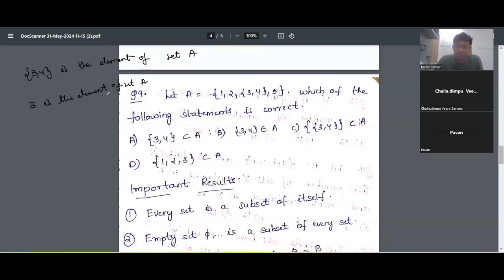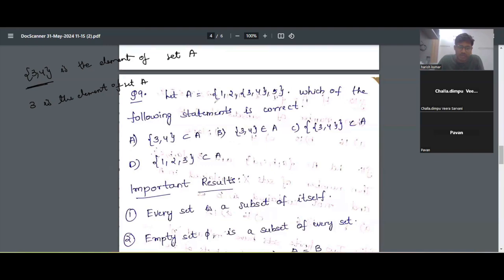Is this statement true or false? Tell me guys, is this statement true or false? False, sir. False, right? 3 is not an element of set A. What are the elements of set A? The set containing 3, 4 is an element of the set A. 1 is an element of set A, 2 is an element of set A, the set containing 3, 4 is an element of set A, and 5 is an element of set A.